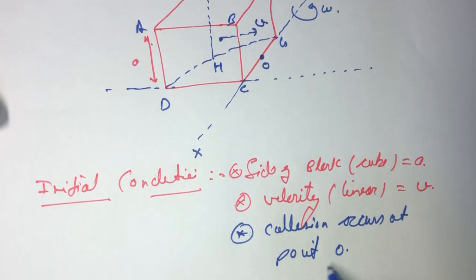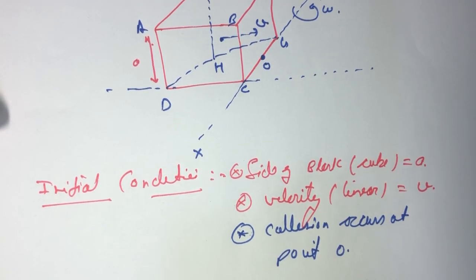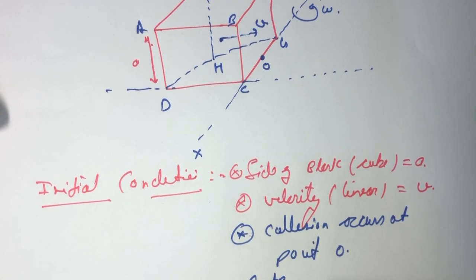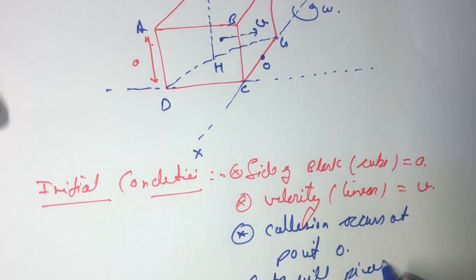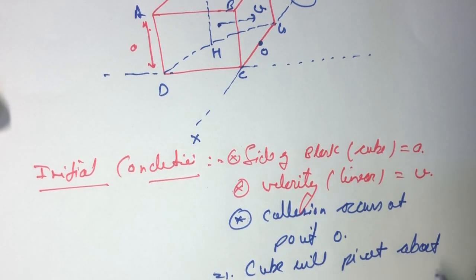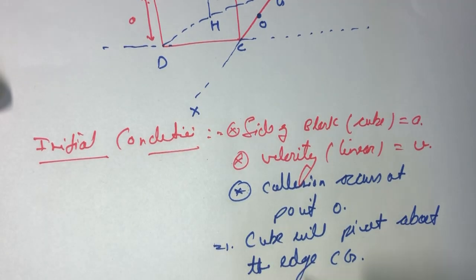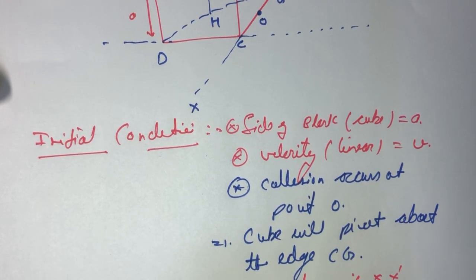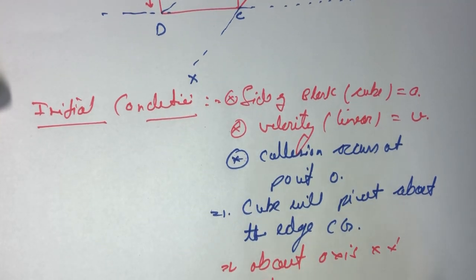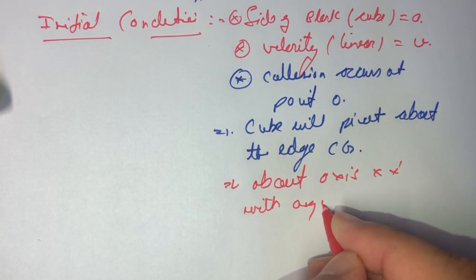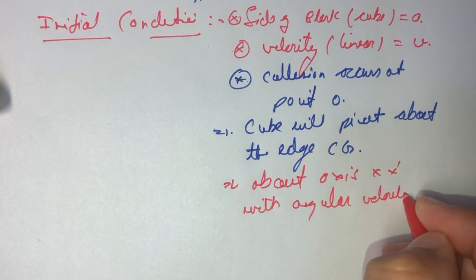So collision occurs at point O, which basically means cube will pivot about the edge CG, and which we can say about axis x prime with angular velocity omega.